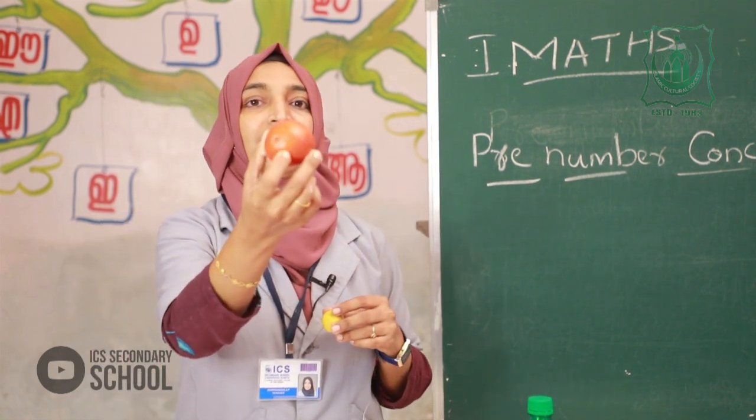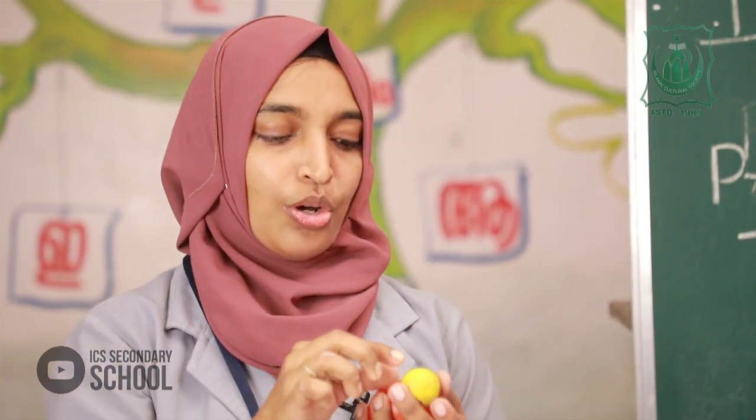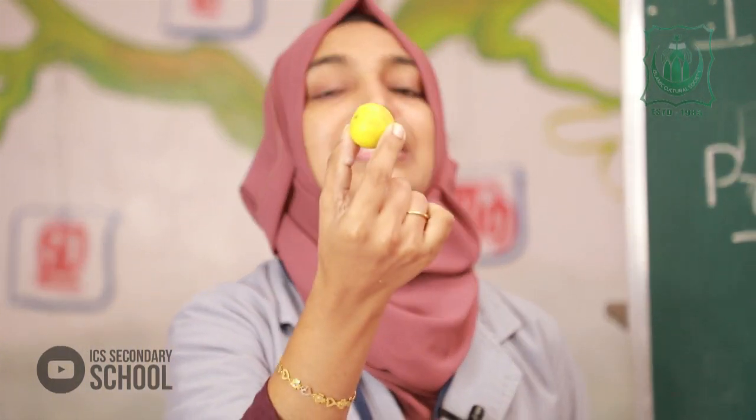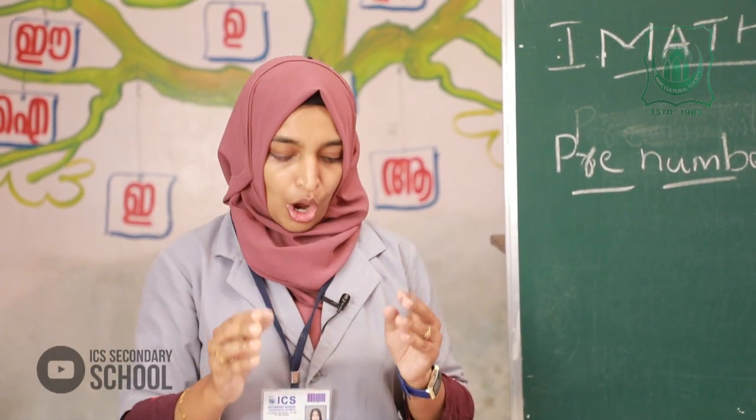What is this? Can you see this? Yes, this is a tomato. And what is this? It's a lemon. Here, I introduce to you what is big and small. What is big and small?